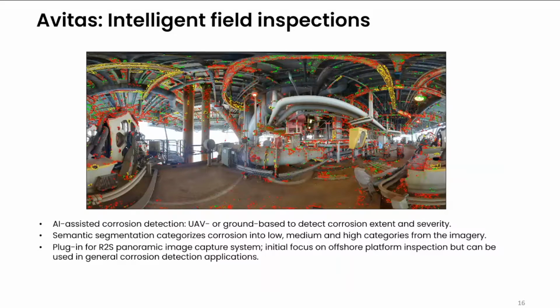This application is called intelligent field inspections. They use a panoramic image capture system, with the initial focus on offshore platforms. The purpose is to use either UAV or ground-based capture to detect corrosion, and exactly the extent and severity of the corrosion. They use semantic segmentation to categorize the corrosion into low, medium, and high categories, indicated by green, yellow, and red colors in the imagery, and then help them monitor the corrosion and probably make some actionable insights for the operators.